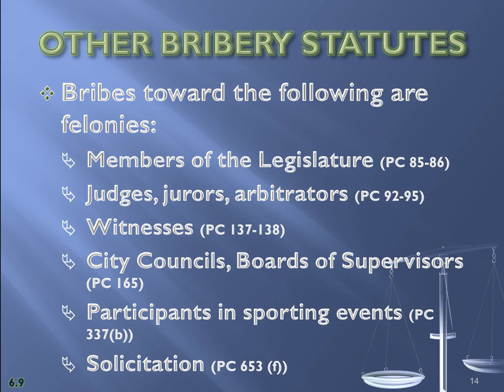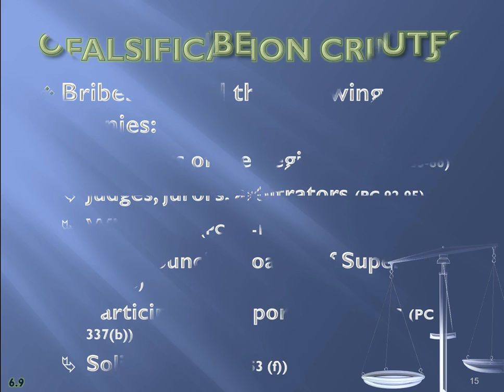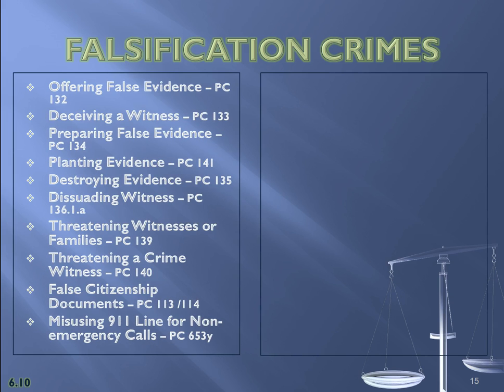Now there's a lot of other sections there, and we're not going to go through them all, but remember, we're talking criminal law, and there's a section for everything. And sometimes they're very specific. So here you have bribing members of the legislature, Penal Code 85 and 86. Judges, jurors, or arbitrators, bribing a witness. City councils, board of supervisors, participants in sporting events. That's kind of interesting, right? So bribing them to maybe throw the game or something like that. Solicitation. So all of these are other bribery statutes that fall in there.